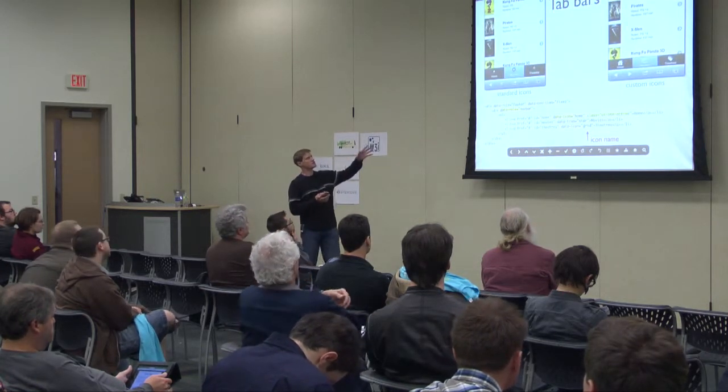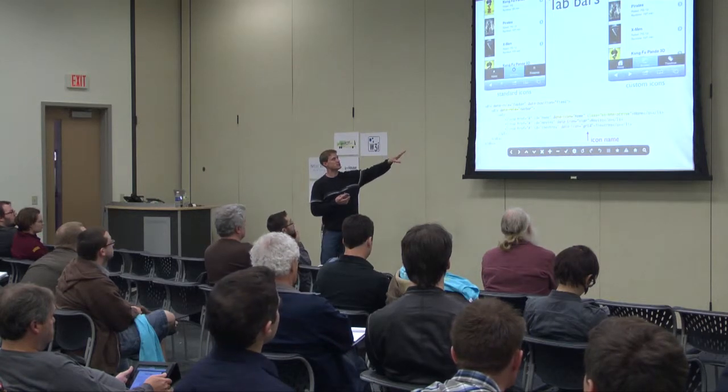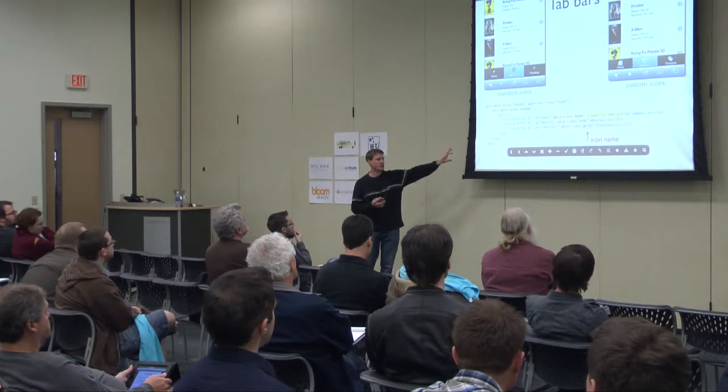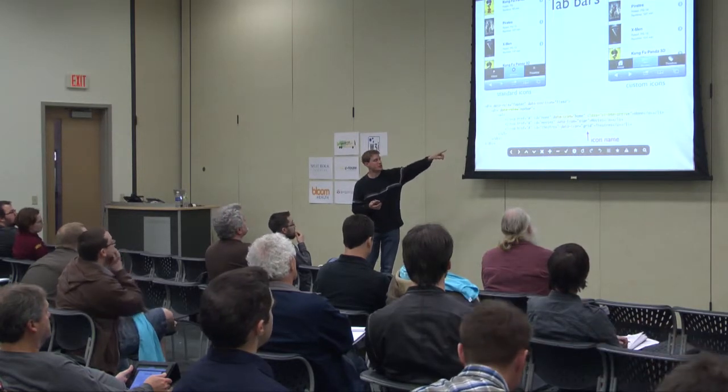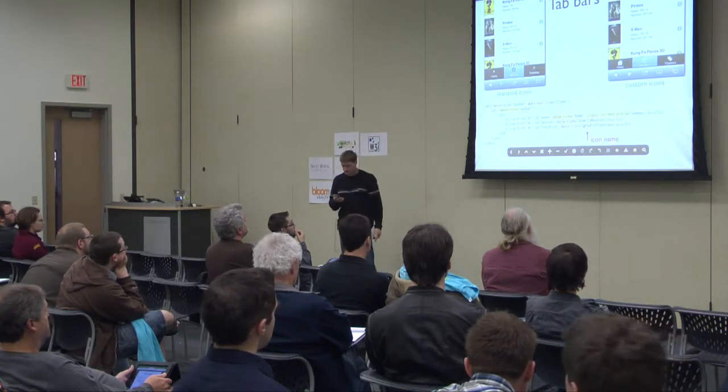jQuery Mobile also supports tab bars, so you can use tab bars with standard icons or custom icons. Within jQuery Mobile you get an image sprite of different icons to apply, like a home icon, a star icon, a grid icon.